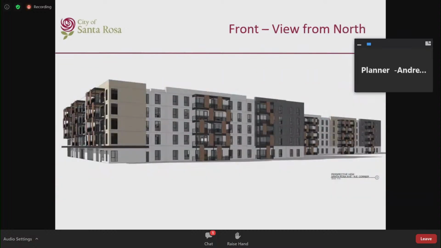As we move around the building, we see that the design on all four sides of the building does establish a highly visible, cohesive design aesthetic and provide a design vocabulary to support future development. The next slide, please.